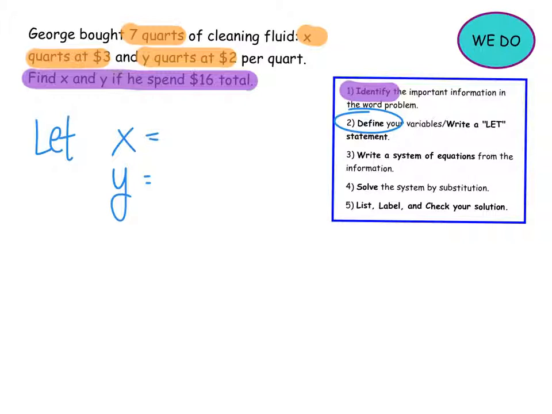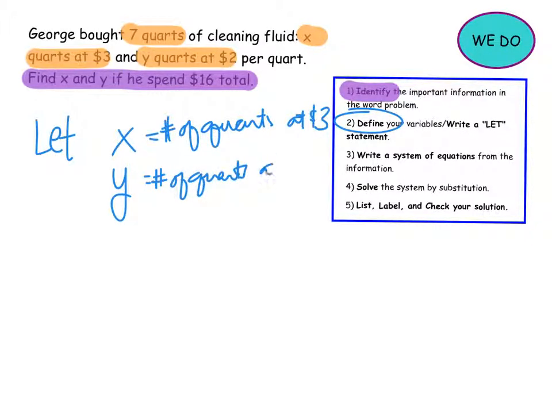It says x quarts at $3. So it's the number of quarts at $3. So it's how many quarts we're buying for $3. And then y is going to be the number of quarts at $2, because that's how much we're spending on each quart. So now that the variables are defined, we need to write that system.